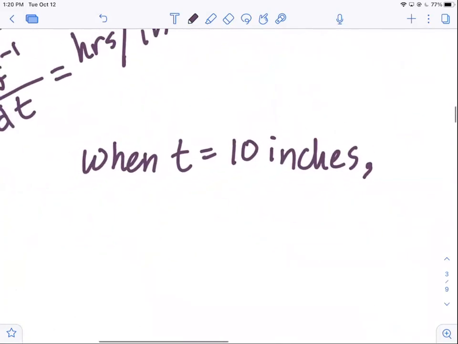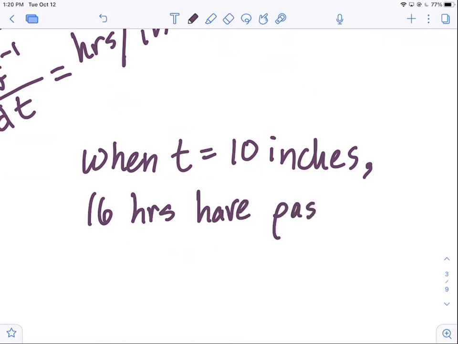Yeah, 16 hours have what? Passed? This passed, right? P-A-S-S-E-D, past tense. Or elapsed, if you want to say that. Gone by, that works, right? Now, that's kind of weird if you think about it that way. When 10 inches of rain has fallen, 16 hours has passed.